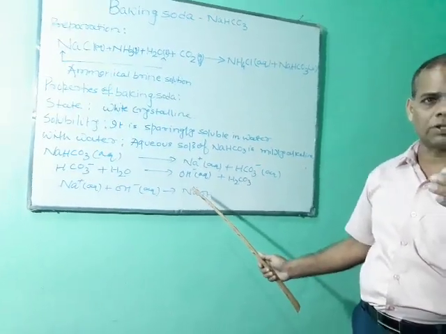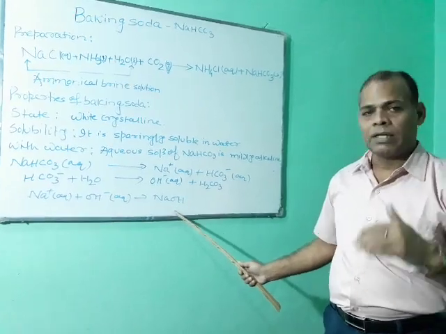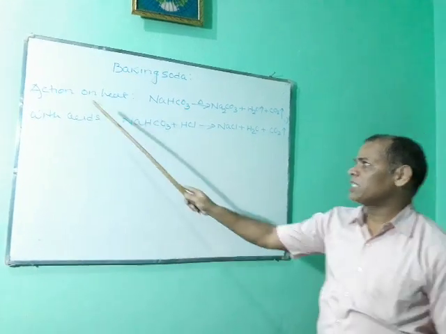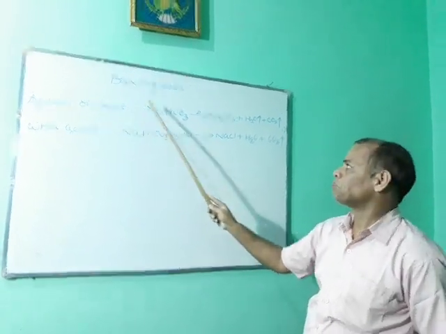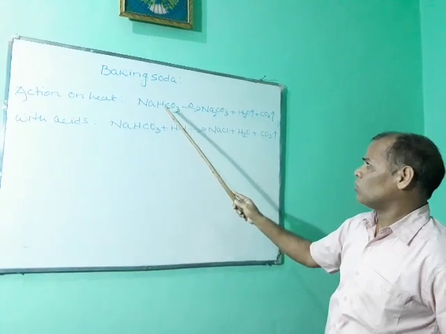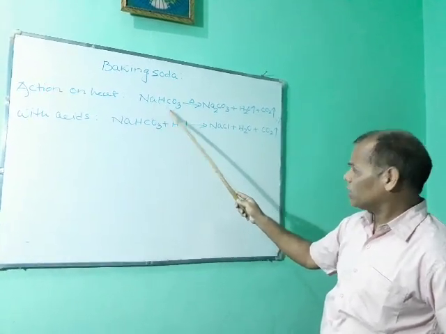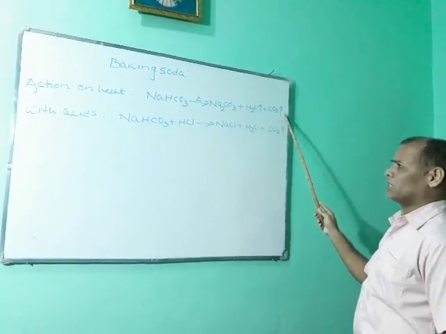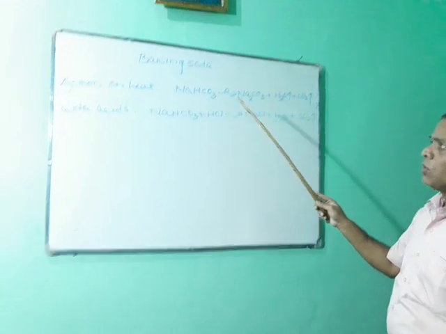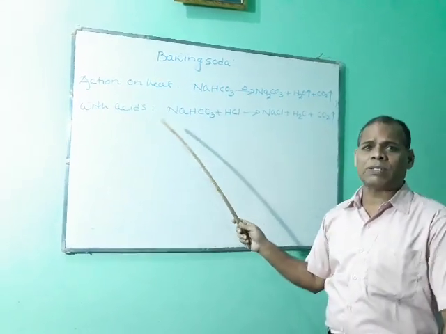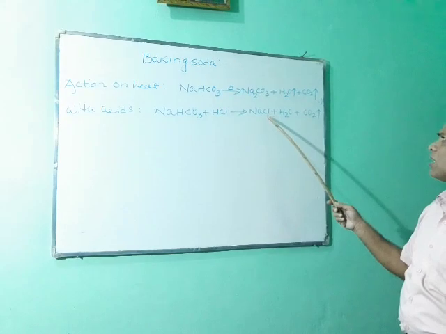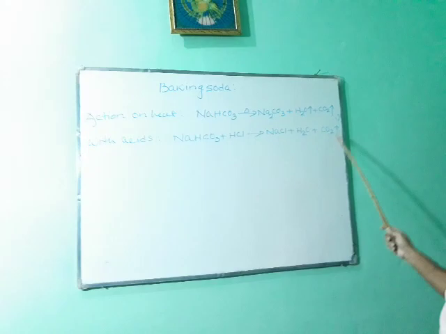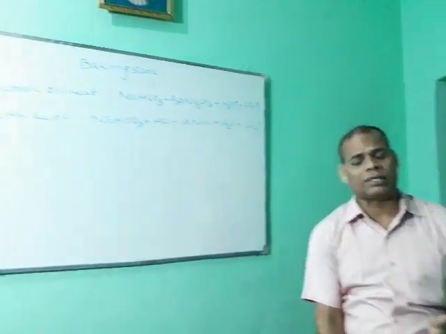I think you understood it. Okay. Now next property is action on heat. When sodium bicarbonate or sodium hydrogen carbonate is heated, it dissociates into sodium carbonate, water plus carbon dioxide. Sodium bicarbonate reacts with acids, then releases carbon dioxide gas: sodium chloride plus water plus carbon dioxide.